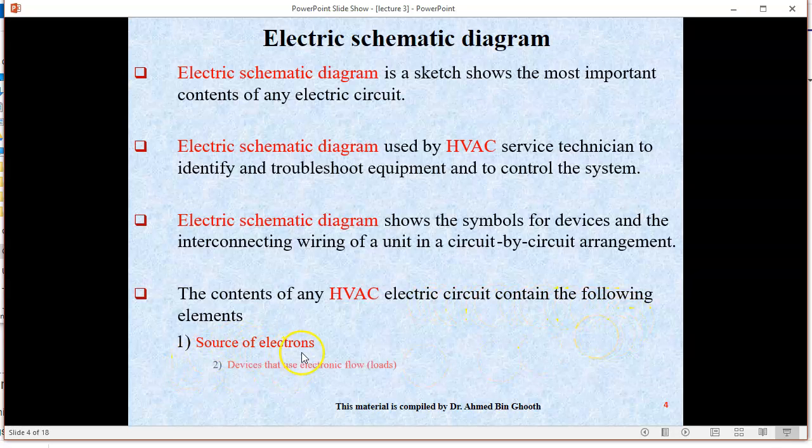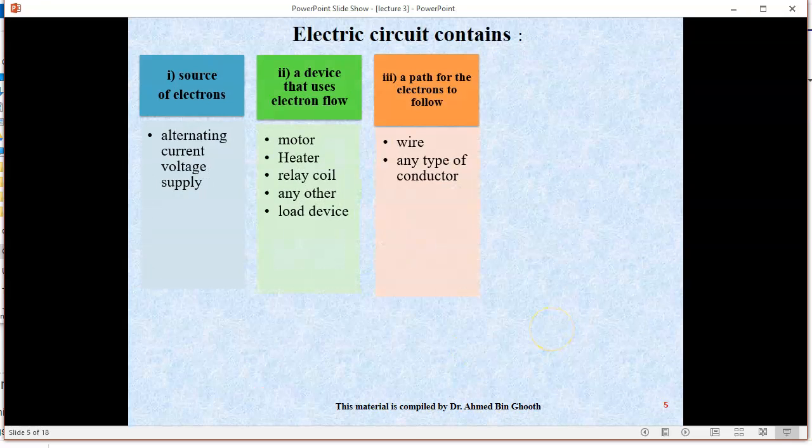So the content of any HVAC electric diagram contains the following items. First one is the source of electrons, meaning the power supply, and then devices that electrically use loads, for example motors, lamps, LED, and then the path for the electrons to flow, meaning wires, connecting wires. So basically these are the three items. The source of electricity normally is an alternating current voltage supply. Devices that use power include motors, heaters, relay coils and any loads, with wires and any type of conductors.